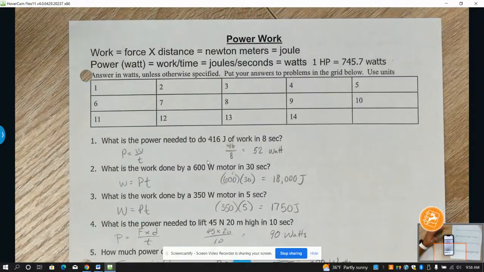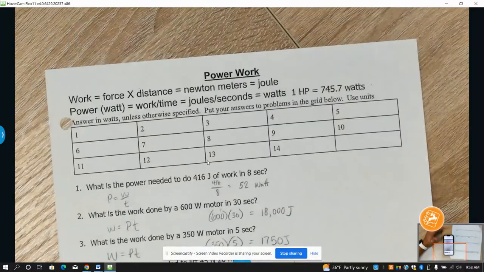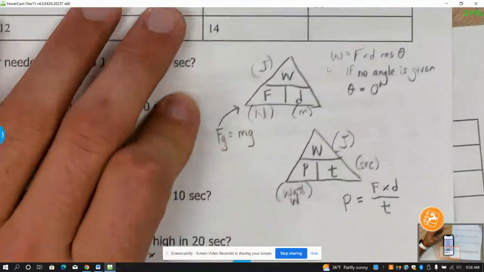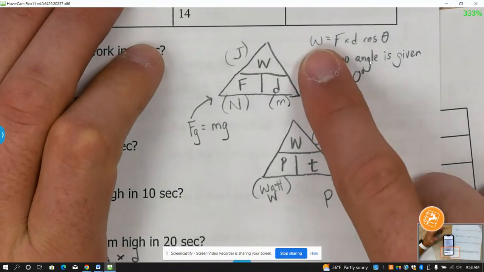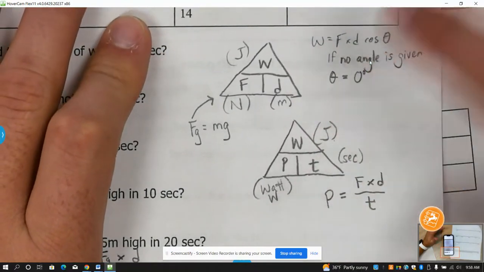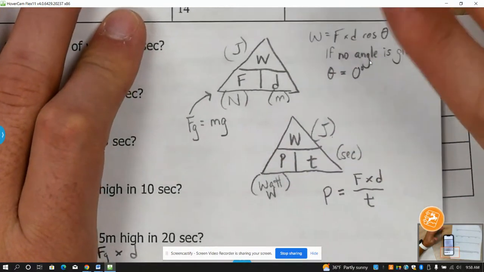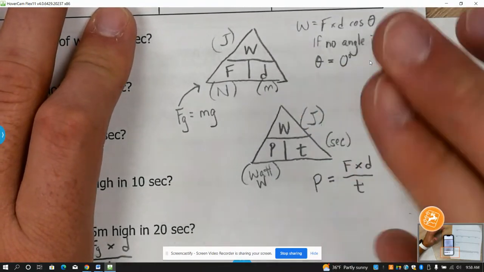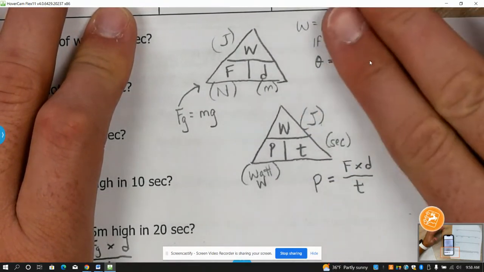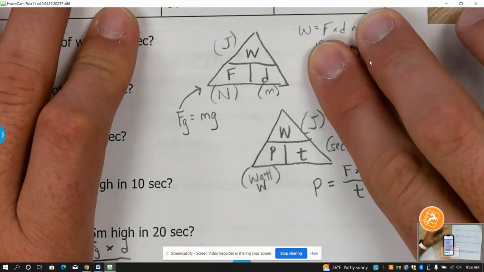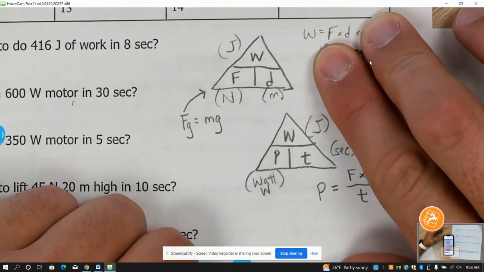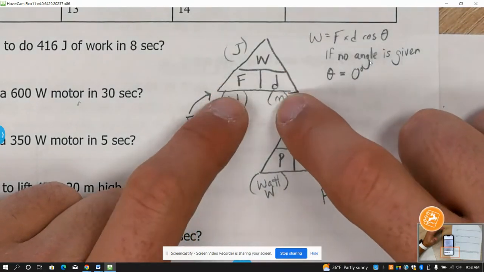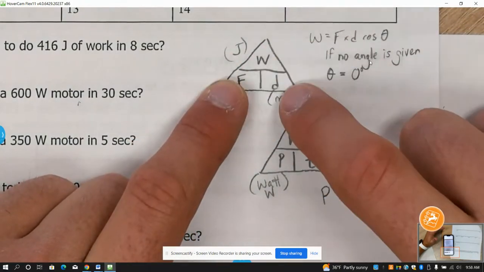All right, so guys, on this power and work assignment, we just want to recap a couple different things. Work is equal to force times distance times cosine of theta. Now, if there's no angle given in the problem, that means theta is equal to 0, and the cosine of 0 is 1, so it disappears. If they don't give you an angle, you don't need to do cosine. So work would just be force times distance.